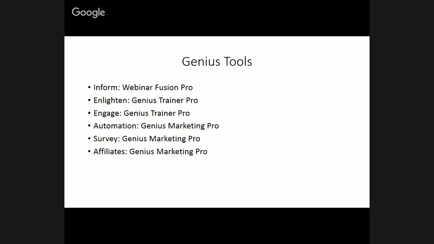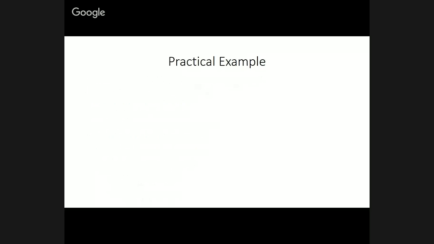Okay, so Genius Marketing Pro is really about the automation. Now, what do you mean by automation? That's a broad term. Automation basically means that I can automate. You do not have to be present in order to buy something from me, and you do not have to be present for an affiliate to sell something for me. Genius Marketing Pro is also about the surveys, so that I can find out what it is you want. Now, all that was kind of general. Let's talk about a more practical example, and then I'm going to show it to you.